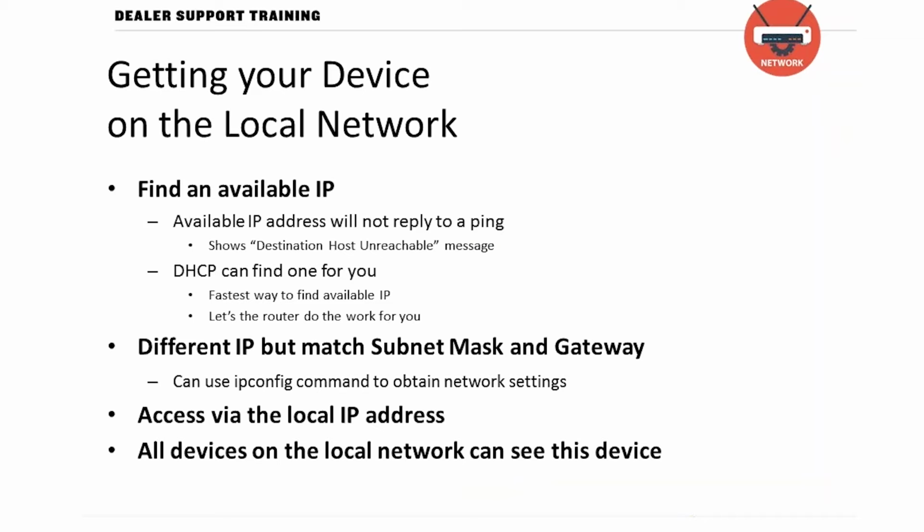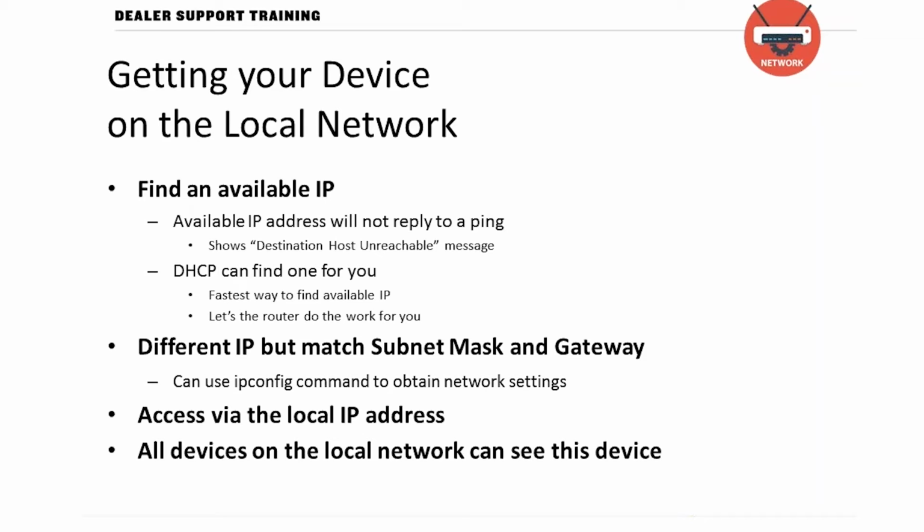So next we're going to cover getting your device on the local network. One of the first things you want to do is find an available IP address. In order to do this, you're going to use the tool ping, and you're going to want to ping an IP address on your network. By doing this, it will show you whether there is something on the other end of that IP address or not. If you receive a destination host unreachable message, you likely have no other device there, and that IP address is free to use.